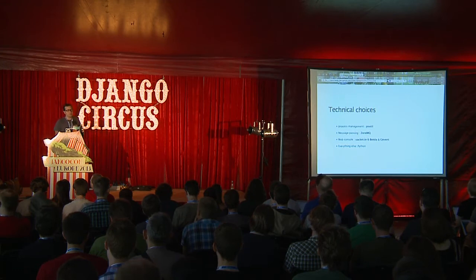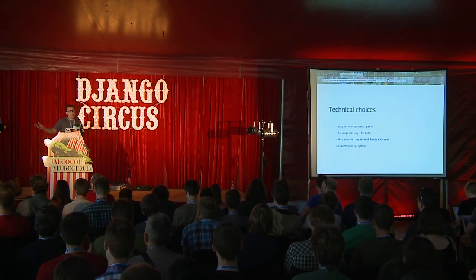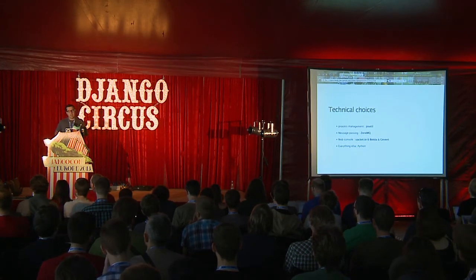So, the technical choices. The core of Circus is PSutil. I'll talk about it after. And for all the message passing work, it's ZeroMQ. The web console is written in Socket.io, Bottle, and Gevent. And everything else is just Python.